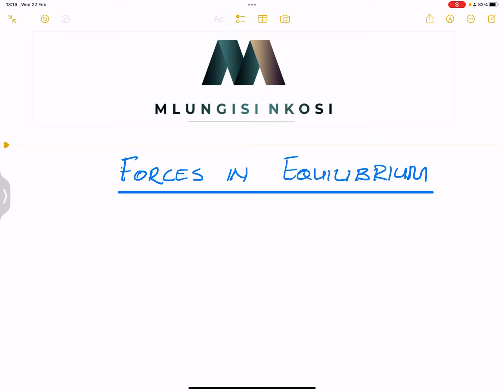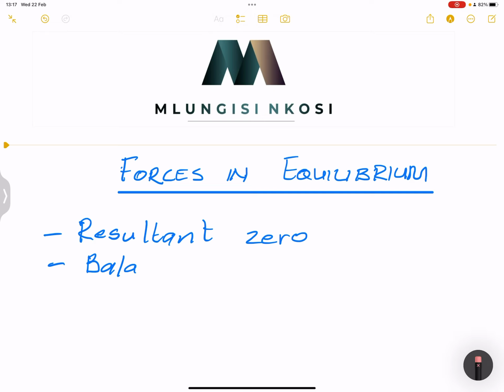All right, so I want us to get right into it. First of all, let's talk about what the equilibrium of forces actually means. When we say that forces are at equilibrium, in this case, it means that the resultant is equal to zero. So those forces are balanced, so the resultant is zero. They are balanced.